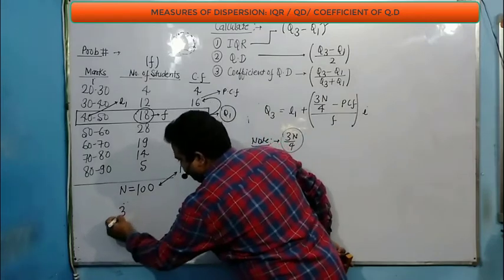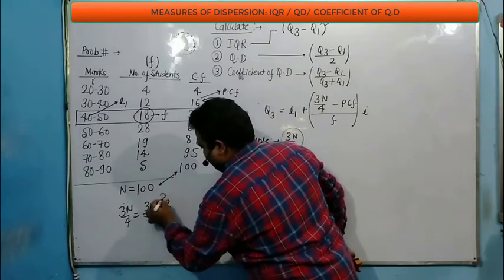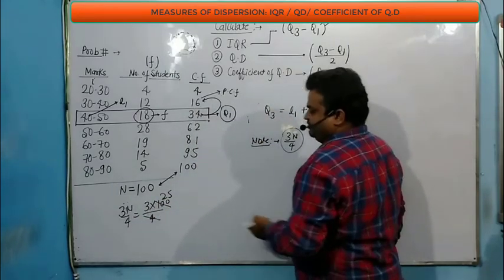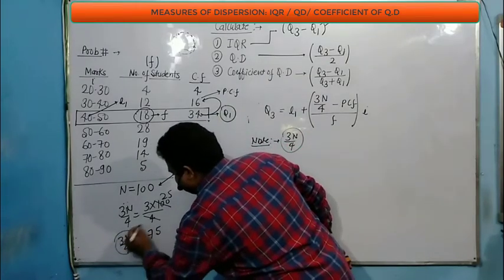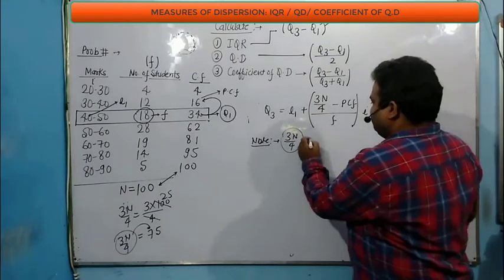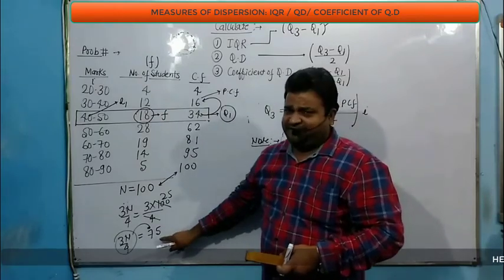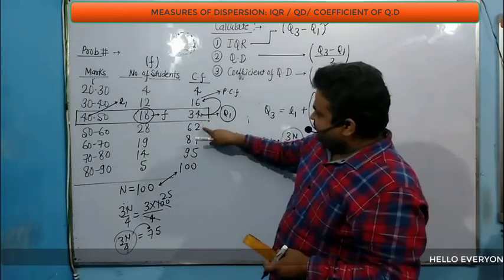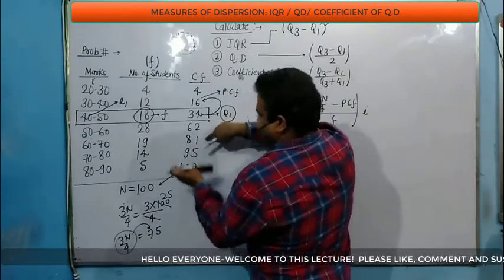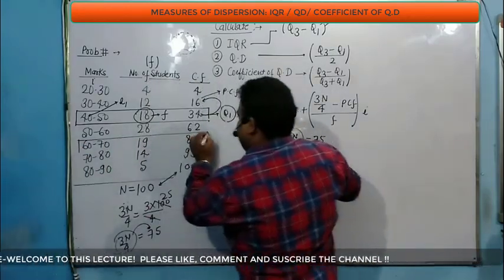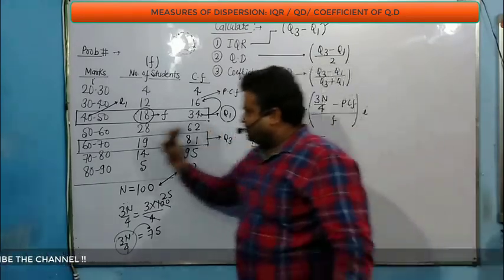So n value is this. So what is my 3n by 4 value? So 3 into n value, 100, divided by 4. So 25 into 3 is 75. So my 3n by 4, which is my deciding parameter, is equal to 75. Now check in cumulative frequency where this 75 lies. So 62 is less than 75, so after this value it lies. So I am selecting this as my Q3 class.